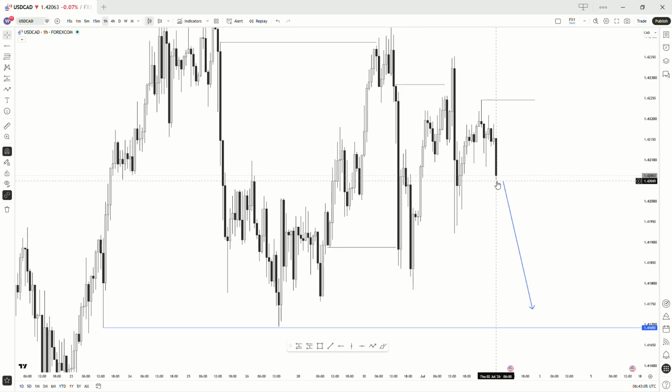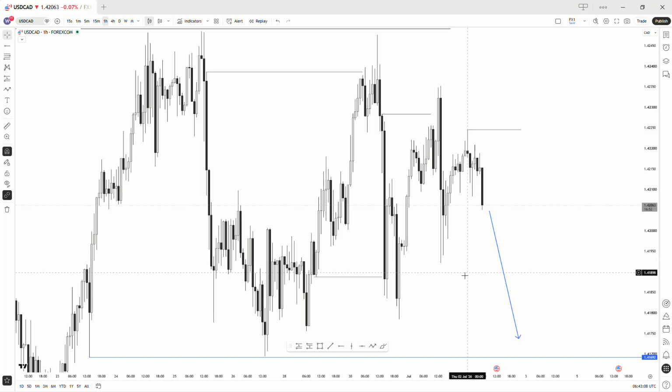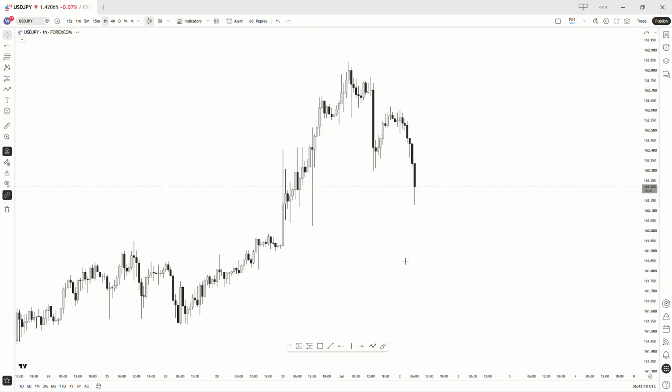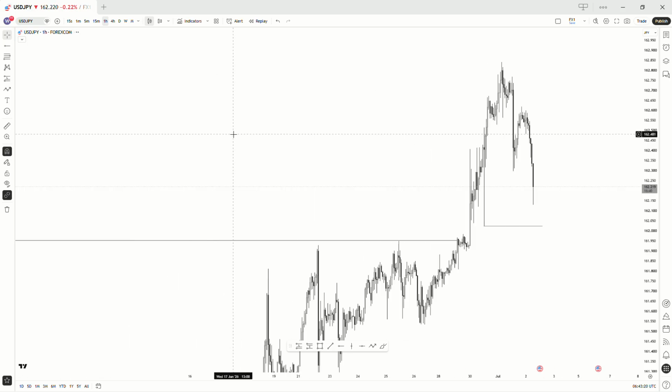I'm currently in EURUSD, so I'm not interested in USDCAD. But USDCAD is a nice trade. It's a very, very nice trade. I think it's playing out at the moment, but it's a very nice trade. For USDJPY, I'm not interested at all.